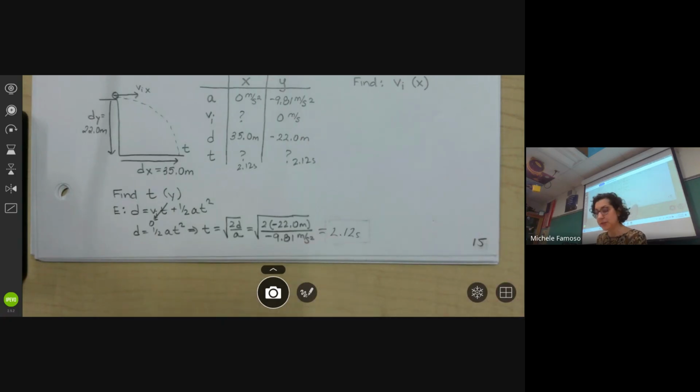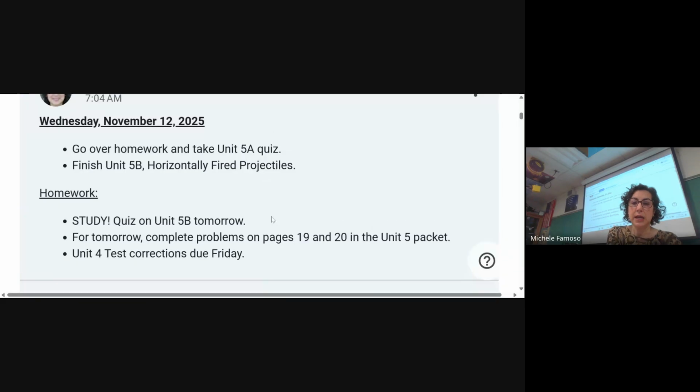time. Now, your assignment for tomorrow, before I keep working on those, is pages 19 and 20 in this packet. You'll see on those 2 pages, there are 4 questions for you to complete on your own. Tomorrow's quiz is a show work quiz. I will give you a horizontally fired projectile problem to solve, just like the ones that we are working on in class during period 3 on Monday and what we're finishing up today.